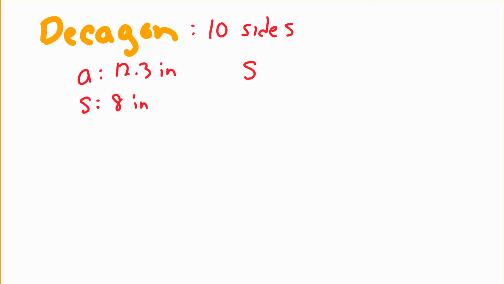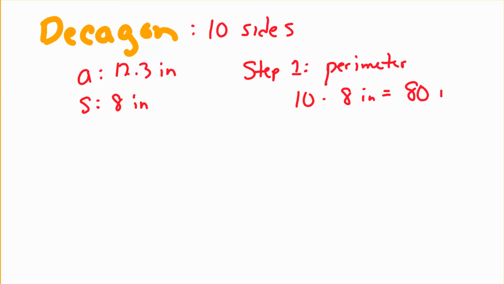Well, we have 2 steps. Step 1 is to find the perimeter. That's fairly easy. It's 10 sides. Each side is 8 inches. So the perimeter is 80 inches. Step 2 then is to use the area formula.